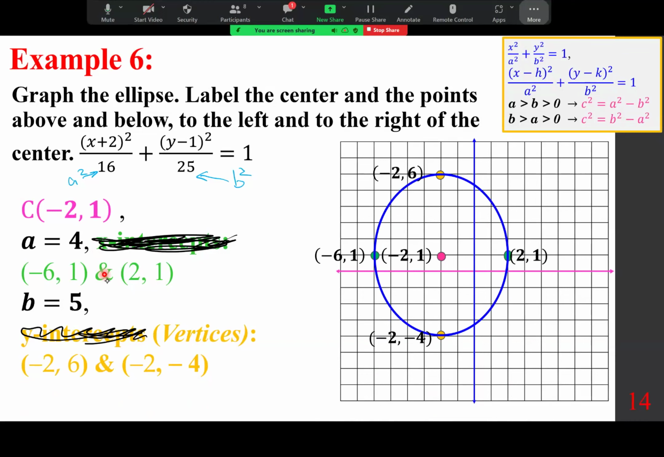And again, you can calculate the c squared. Now, because b is larger than a, it is b squared minus a squared, which makes it 9. And again, c happened to be 3 again. But this time, from here, you go up 3 units, you go down 3 units. So you can calculate the c for this one as well easily.